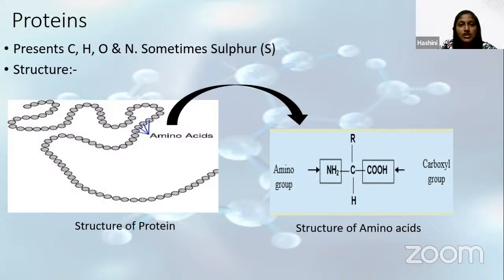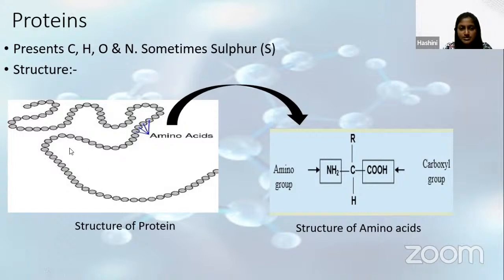It is protein. So first we have to identify the elemental composition of proteins. They are carbon, hydrogen, oxygen, and nitrogen, but sometimes sulfur can be present also, right? What is the elemental composition? Carbon, hydrogen, oxygen, and nitrogen, sometimes sulfur. Okay, right. So what is the structure of a protein?